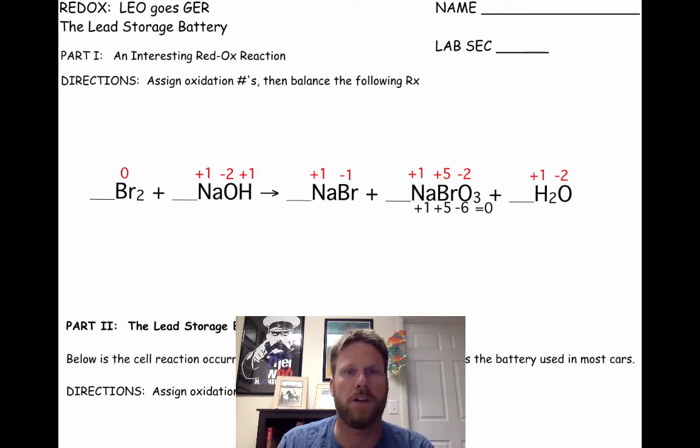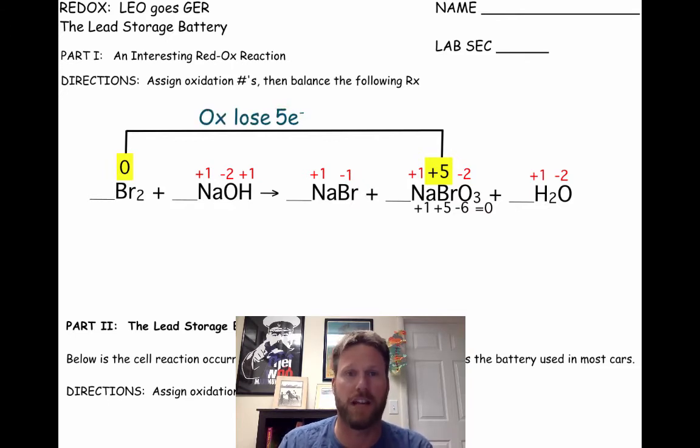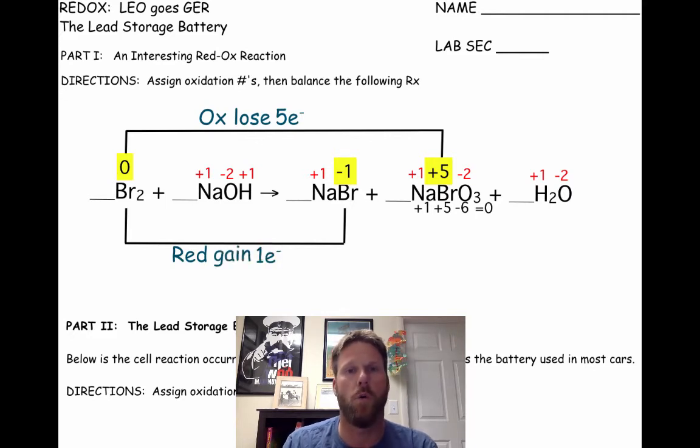Check it out. Bromine goes from an oxidation state of 0 to +5. That is a loss of electrons, which is oxidation. In this case, it lost 5 electrons. Bromine also is reduced to Br-. 0 to -1 oxidation number means the oxidation number is reduced because electrons are gained, and in this case, 1 electron is gained. To even out the number of electrons, we need to multiply the oxidation by 1 and the reduction by 5. So in this reaction, there are a total of 5 electrons that are transferred.